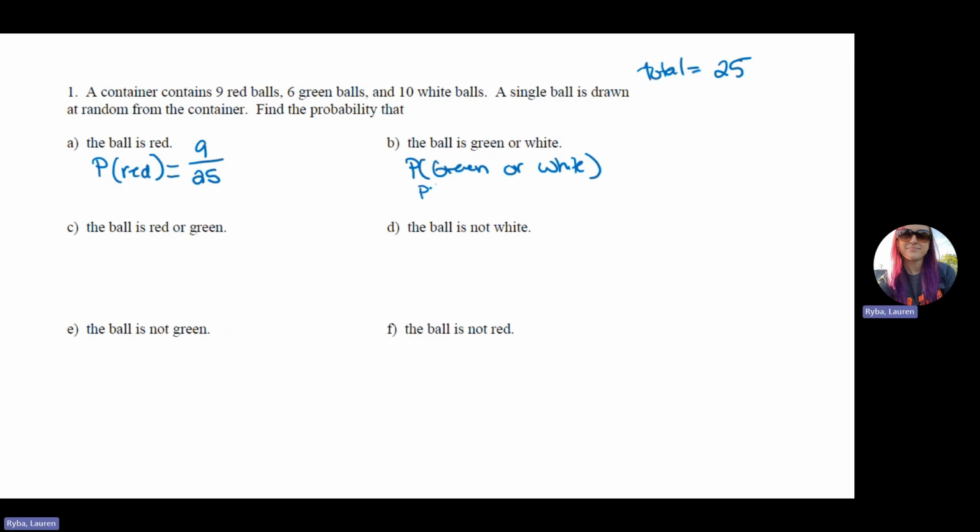So probability of green plus probability of white is what I need to do. We have 6 green out of 25, and we have 10 white out of 25. So if I take 6 out of 25 and add that to 10 out of 25, I get a total of 16 out of 25.